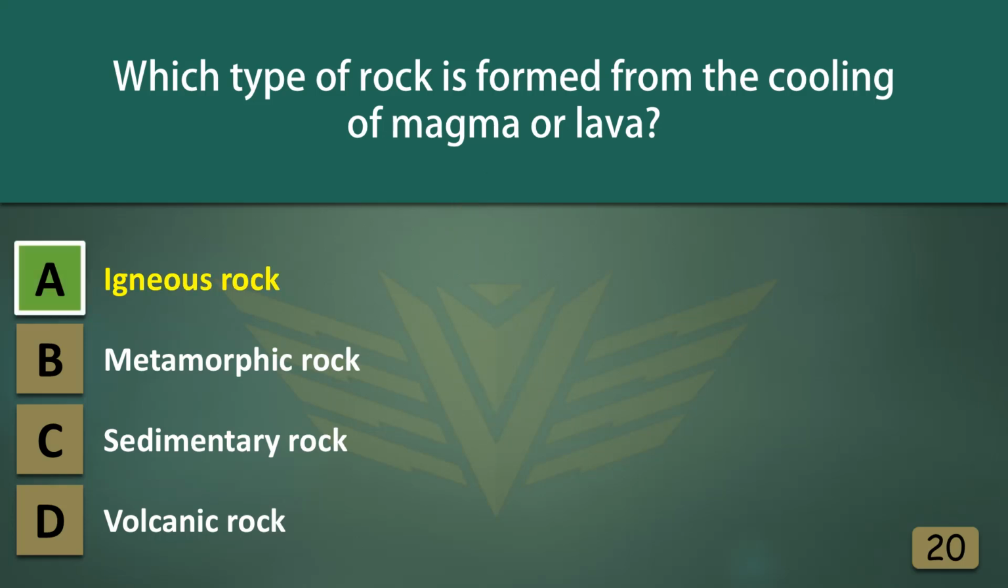The correct answer is A. Igneous rock. Igneous rock is formed from the cooling of magma or lava. This process can occur both below the Earth's surface, intrusive, and on the surface, extrusive.